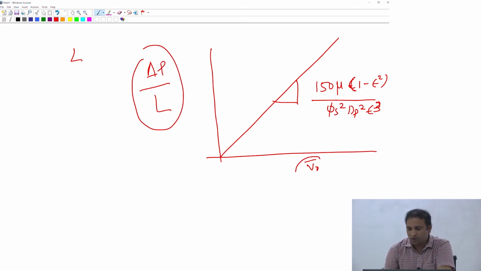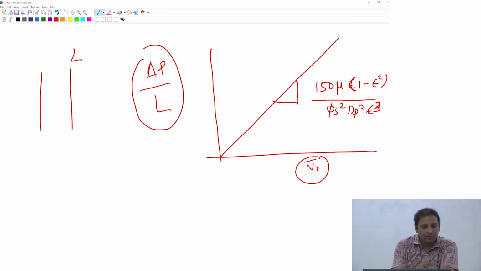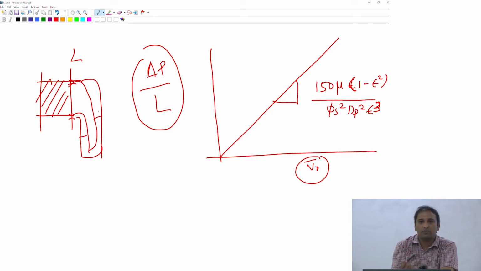Now I need a way of measuring delta P by L in my experiment, and also the flow rate. Typically, if you have a packed bed filled with packing material, you have two pressure tappings, one at the top and one at the bottom. You connect them to a manometer, which gives you the pressure drop, right? I know the length of the packed bed, that's your L.